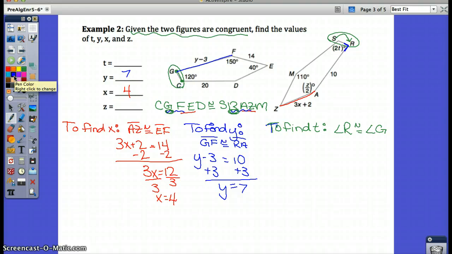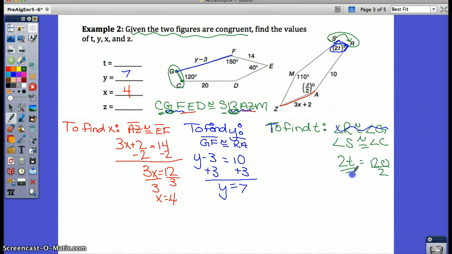Sorry guys, actually I made a mistake here because, yes, angle R and angle G are congruent, but there's no measure over here in angle G, so we wouldn't be able to solve that. So actually I think this 2T goes in angle S. So to find T, angle S would be congruent, angle S is the first one, to angle C, and that would allow us to solve because we do have an equation. So this is hard to tell where 2T is, but 2T is in the S angle. So 2T then must equal whatever's in angle C, which is 120. And you can solve for T.